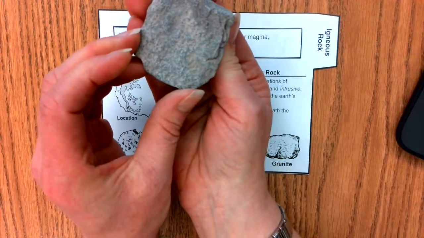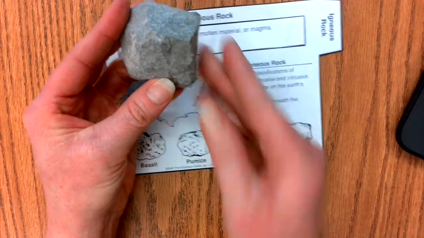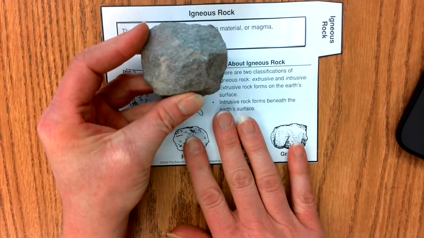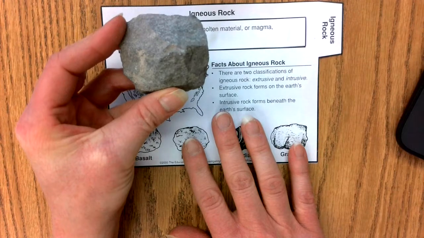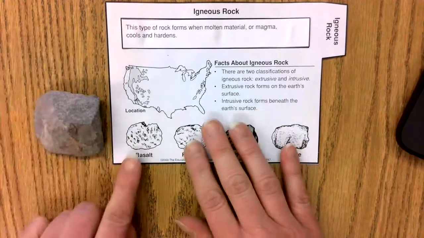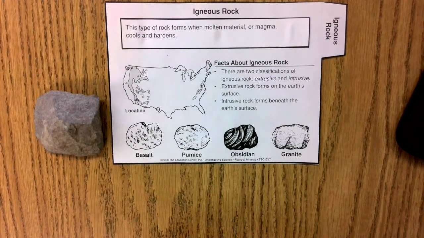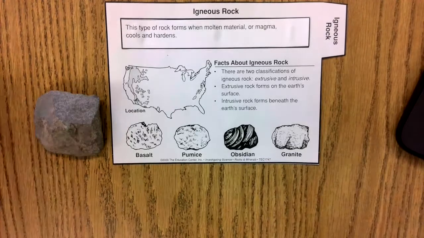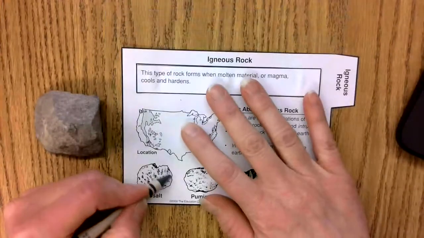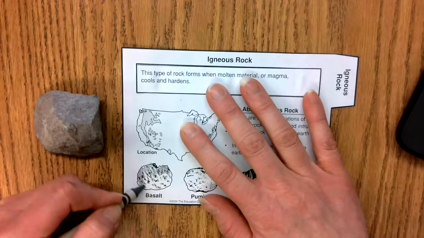I wanted you to get a good picture of what that looks like. So it's gray. So you're going to want to get a gray crayon out and color in that basalt. Gray.